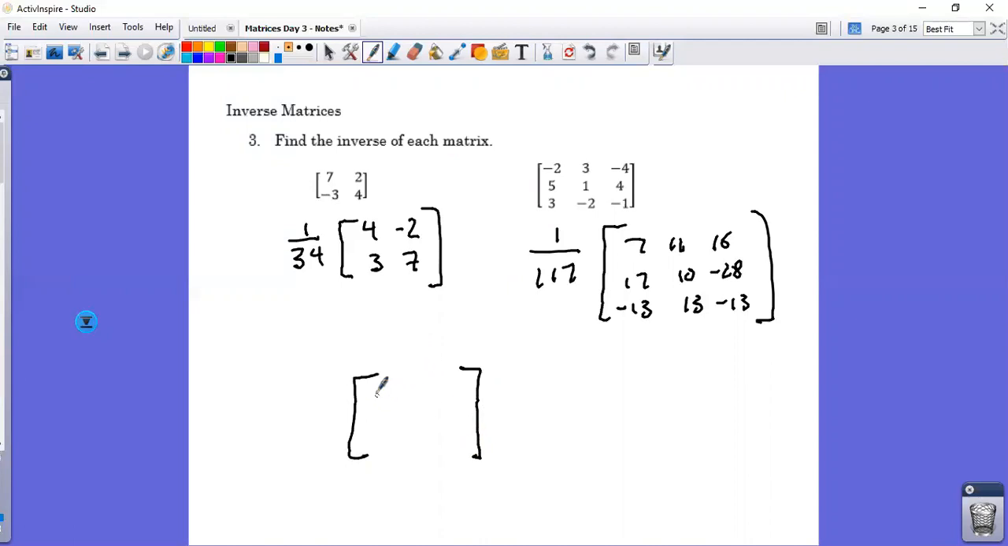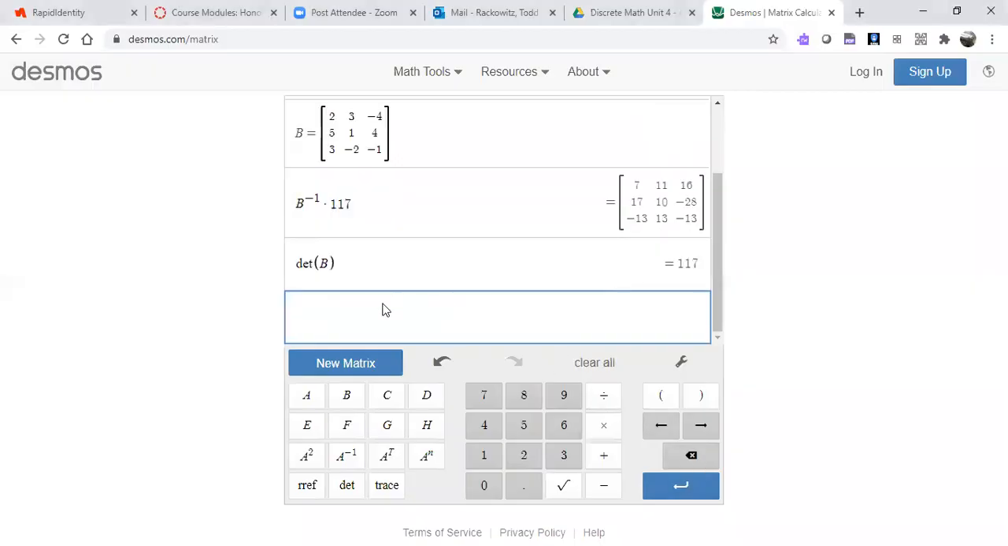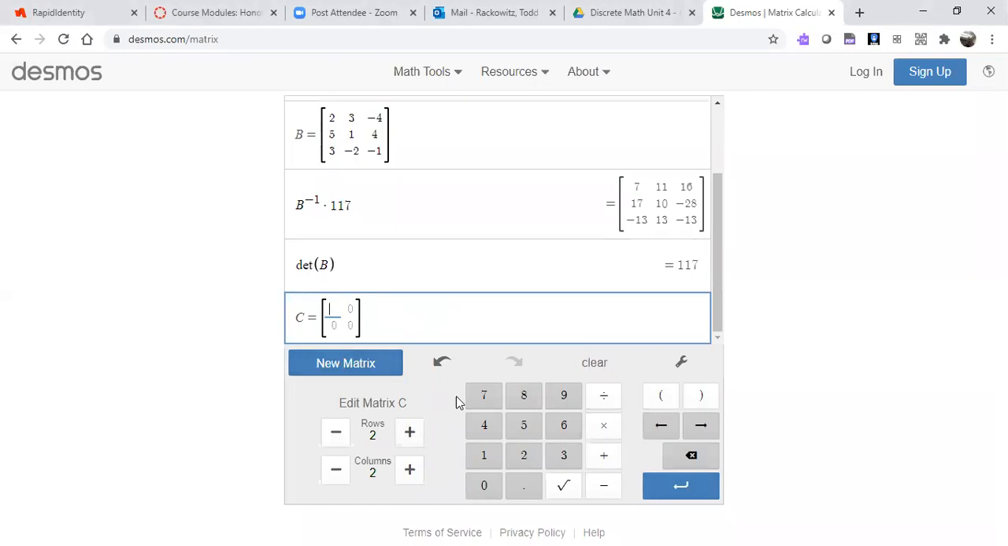Now, there are some matrices. Say I have 4, 8, 2, 16, right? So if I try to find the inverse of this matrix, so do a new matrix, and it was 4, then a 16, 2, 8.